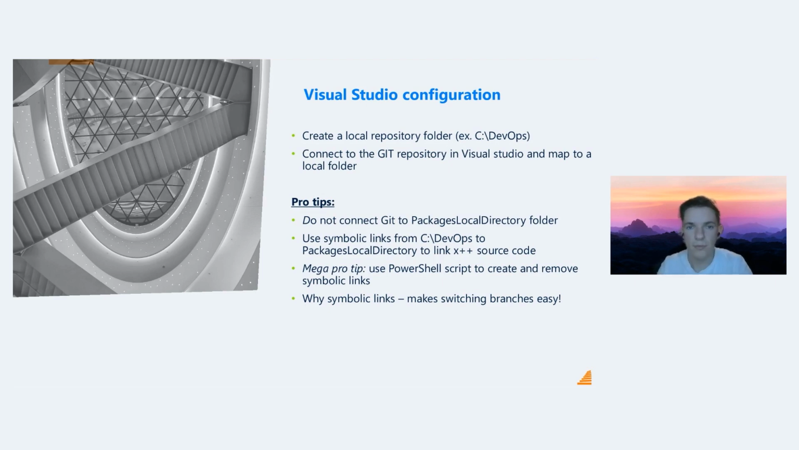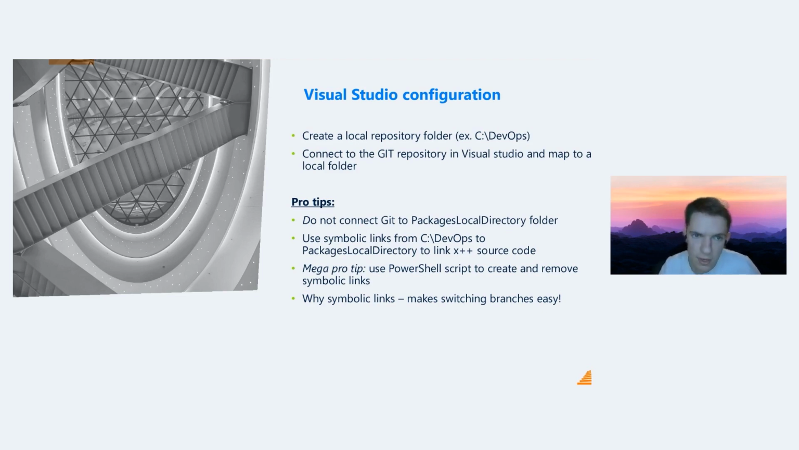Now, pro tips, and that's where my hacks come in. So you should not connect Git to the package's local directory. Why? It's going to become cumbersome. Remember the second myth that I mentioned? It's going to be cumbersome. That's why. So, okay, but if you don't connect to the package's local directory, how are you going to get the F&O code into your Visual Studio?